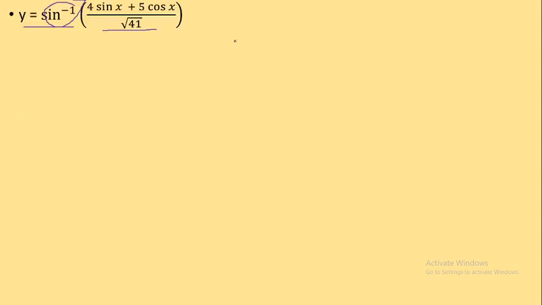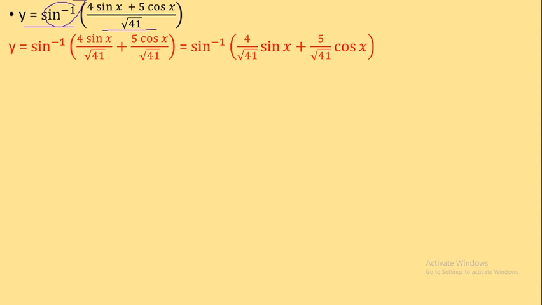So let us see. Here you have 4 sin x plus 5 cos x upon root 41. The very first step in this kind of sum is that you divide by this root 41 to both the terms. That means give root 41 to the first term and also to the second term. Then see what happens. On giving root 41 to both the terms, you get y is equal to sin inverse of 4 upon root 41 sin x plus 5 upon root 41 cos x.